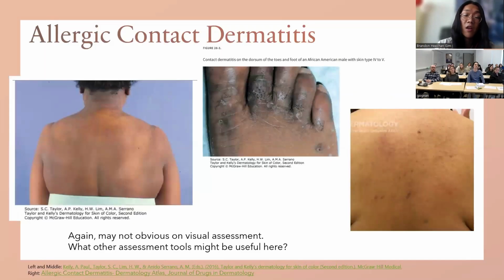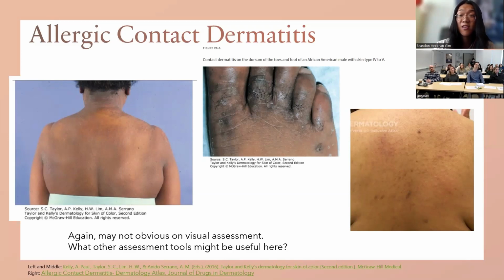And then here are some images of contact dermatitis. Again, these changes may not be obvious on visual assessment. For someone who has lighter skin tone, this might present as a red patch all over their skin.